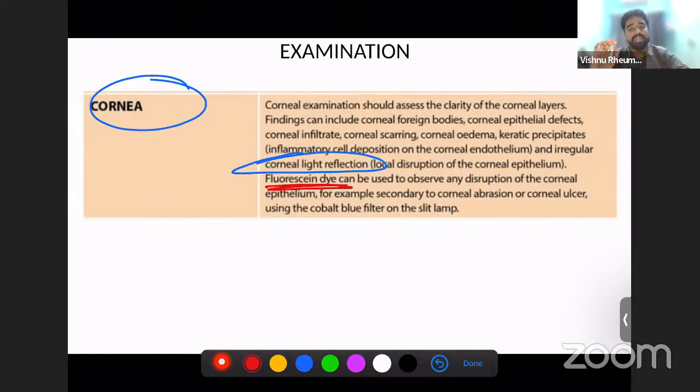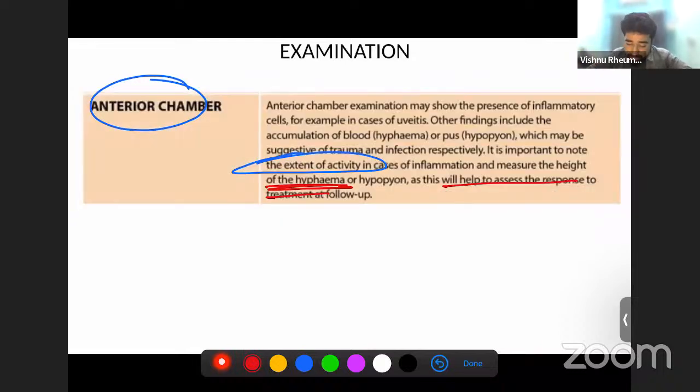It is seen for any disruption of the corneal epithelium. What do I mean by this? When you stain with fluorescein, if there is no defect, then fluorescein will not stay in that particular area. If there is no corneal defect, fluorescein will not stay. But if after washing out, you see that fluorescein has got stuck somewhere, then that is one sign of a corneal defect.